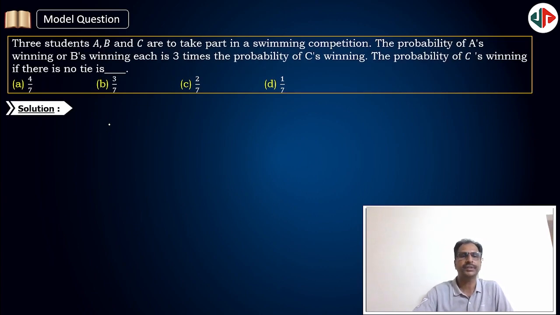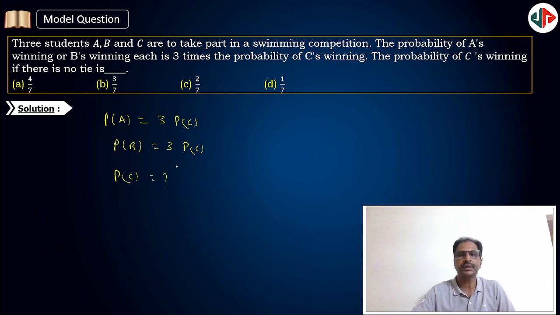Next, three students A, B, C are to take part in a swimming competition. The probability of A winning is 3 times the probability of C, and the probability of B winning is also 3 times the probability of C. Then the probability of C's winning, if there is no tie, that is, you have to find P of C.